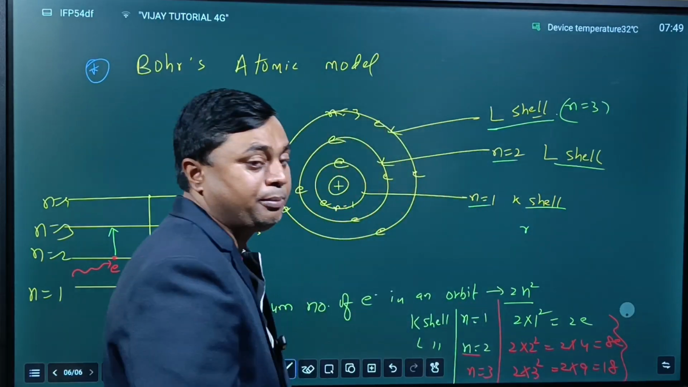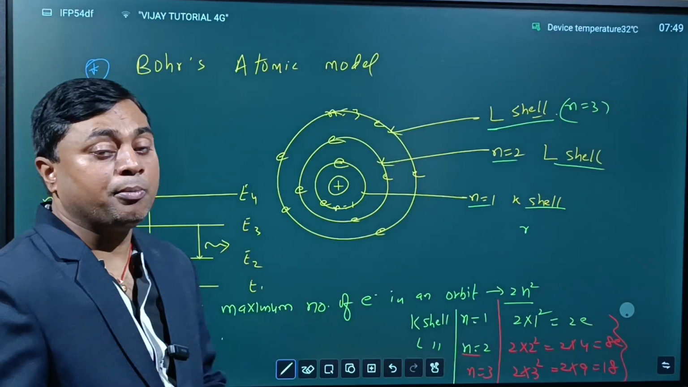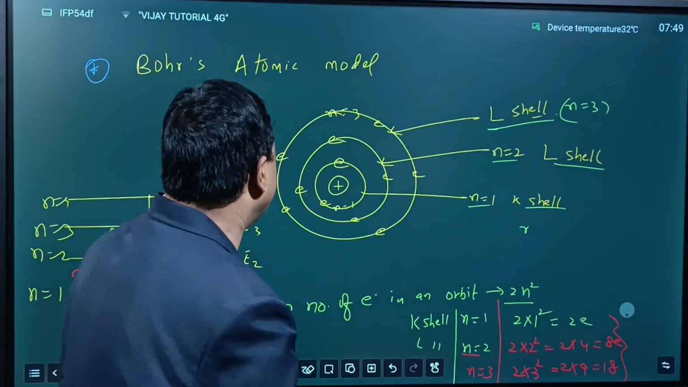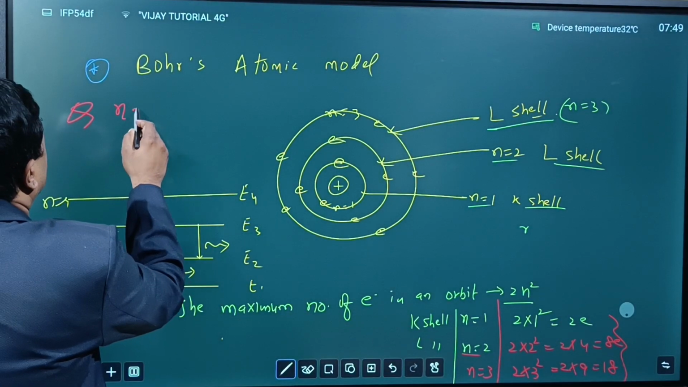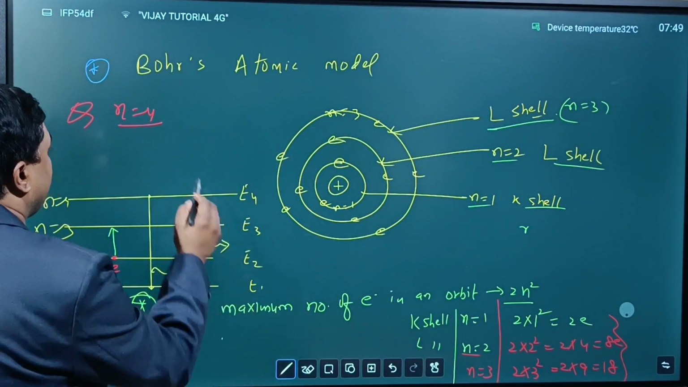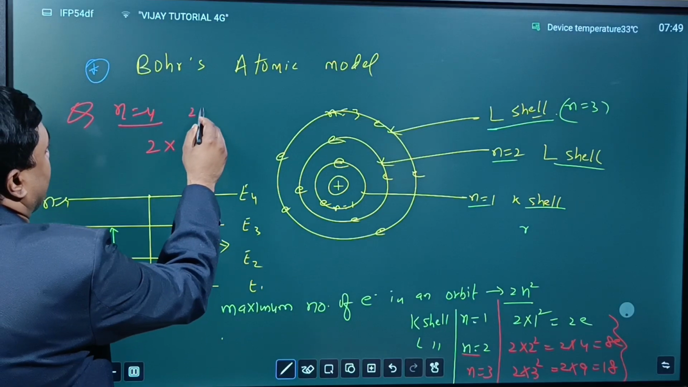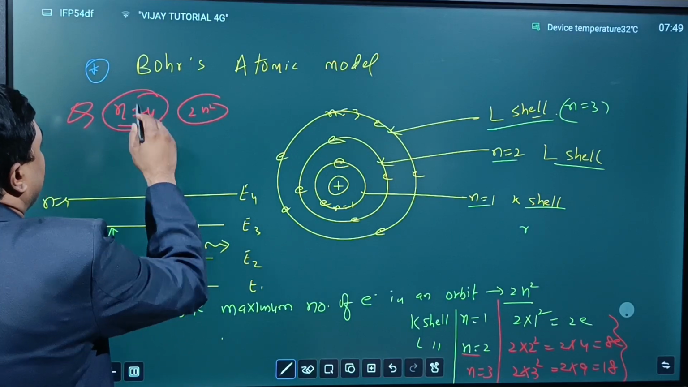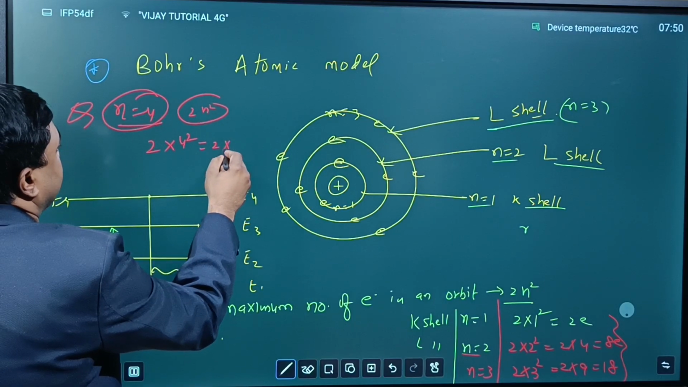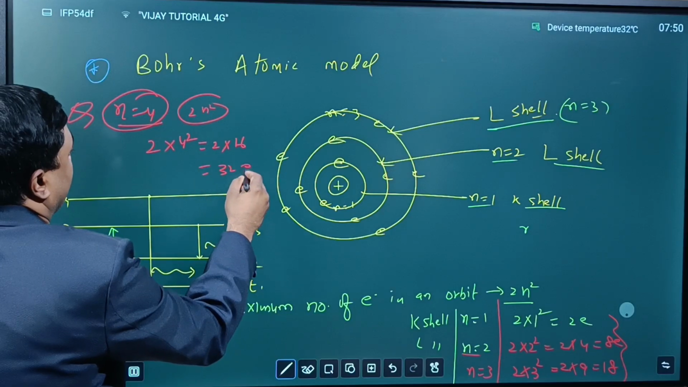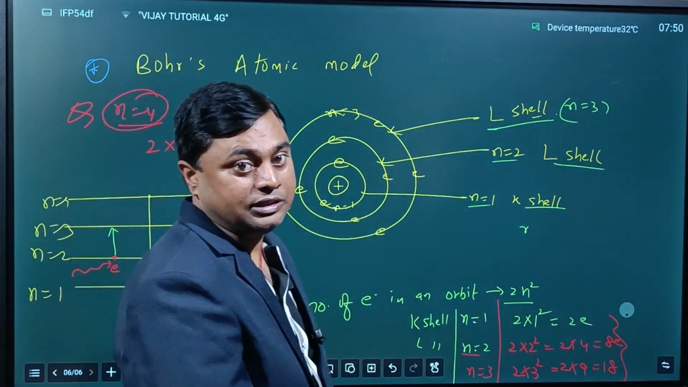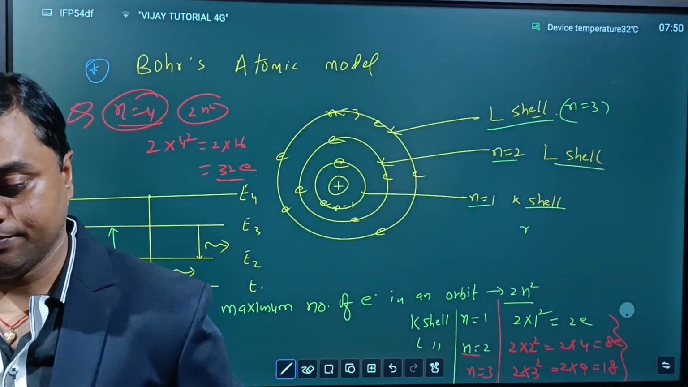MCQ questions may be asked based on this. The maximum number of electrons which can be accommodated in, let's take n is equal to 4, is... what is the formula? 2n square is the formula, right? Now n is 4, so 2 into 4 square, that is 2 into 16, 32 electrons can be there, maximum number of electrons. Is it clear? Please make a note of this.